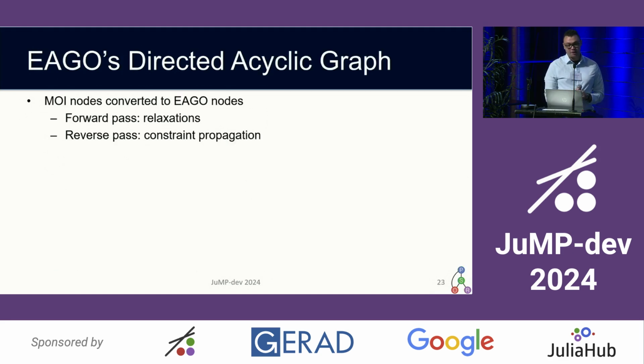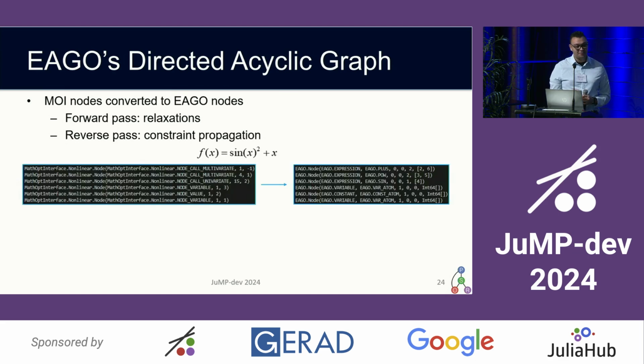That's kind of what I'm working on right now. It's dealing with how EAGO handles nonlinear expressions and user-defined functions. So as of 0.7, EAGO creates a directed acyclic graph, which kind of mirrors what MOI creates, and we use this for constraint propagation, forward pass to construct our relaxations and other things.